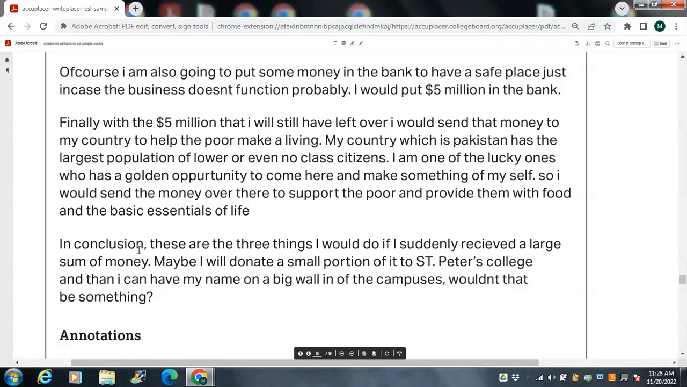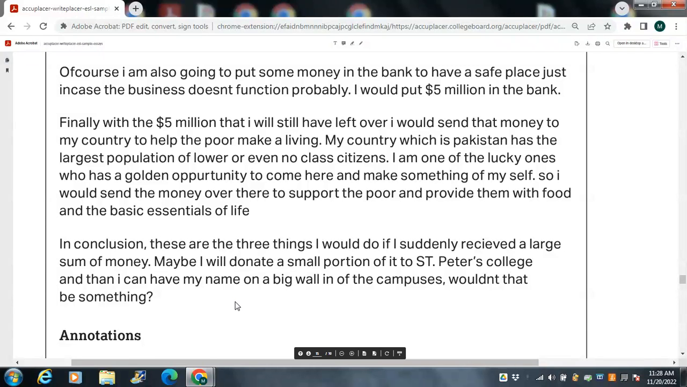So I would say something like, in conclusion, these are the four possibilities, or the four ways, rather than things, because a thing is usually a physical or a tangible object, whereas these are the four ways in which I would spend the money if I suddenly received a large sum of it. And that may be a little bit more clear.